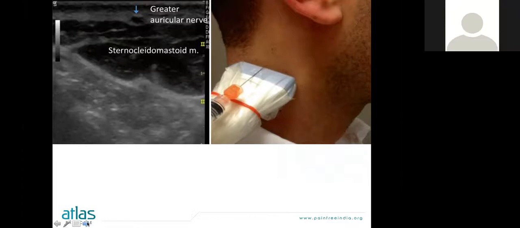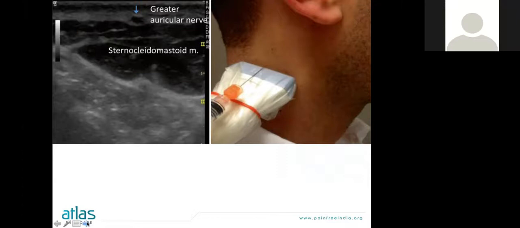Now, the greater auricular nerve, again, it's quite easy to trace, but it's quite highly vascular. It's basically superficial to the sternomastoid muscle. You can easily trace it at just half a centimeter from the skin, and it's possible to block it. So these are the common ones which we do.